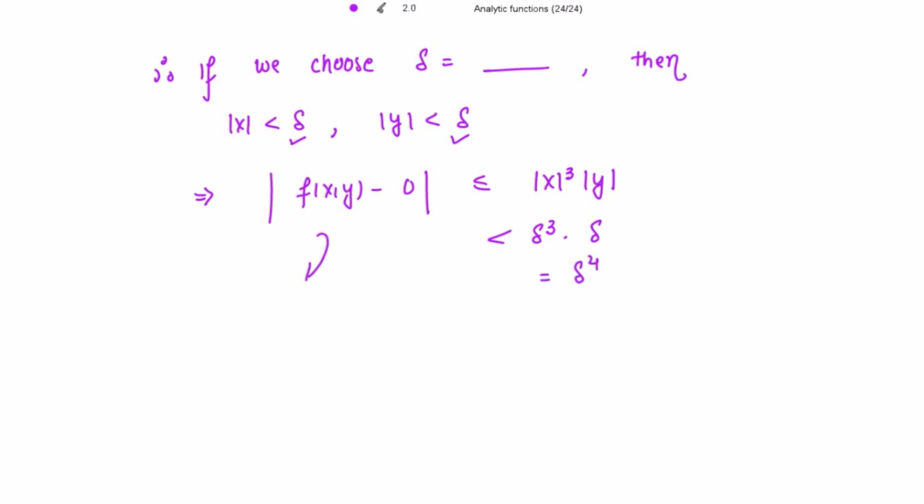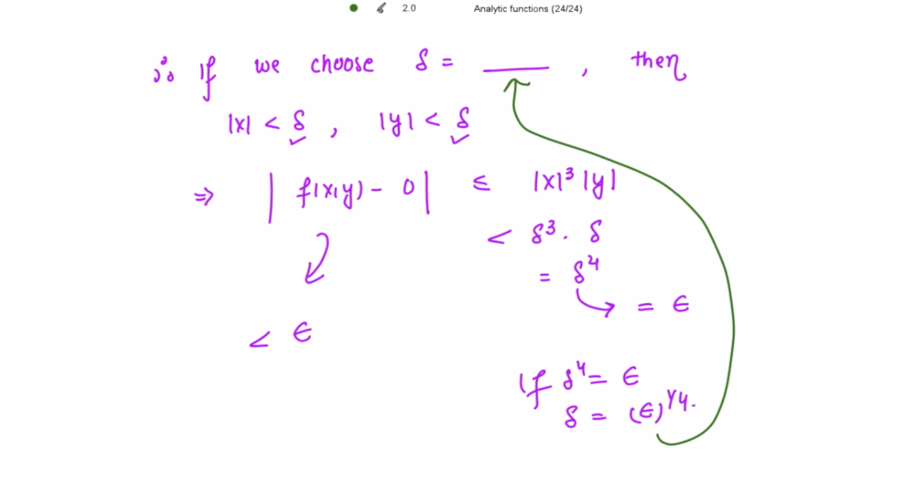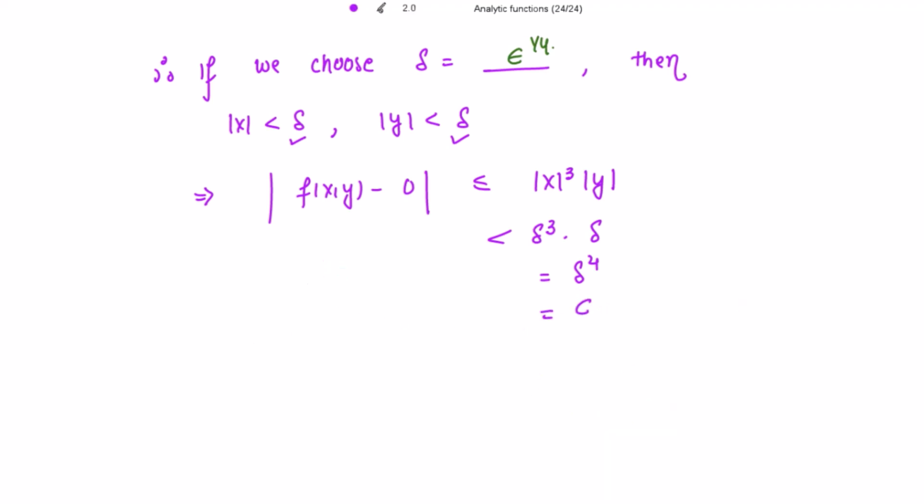Because I need this mod to be strictly less than epsilon, I am choosing this to be equal to epsilon. So if delta to the power 4 is equal to epsilon, which means I am taking delta to be equal to epsilon to the power 1 by 4. So this value is needed to be written over here, right? This value you have to write here. So we are choosing delta to be epsilon to the power 1 by 4 so that we can get this mod to be less than epsilon. So this is equal to epsilon for this value of delta, right?